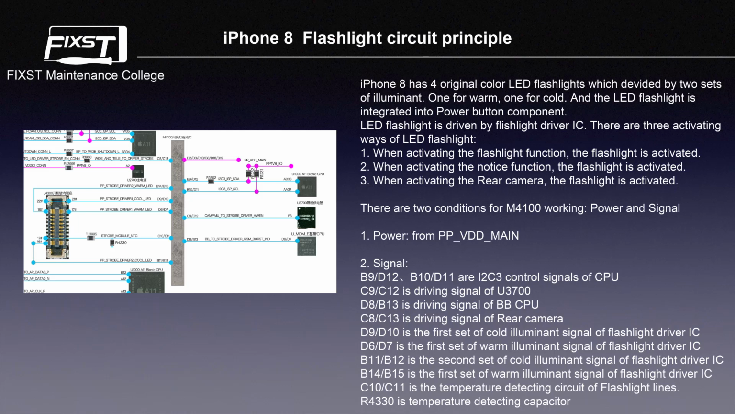Next, iPhone 8 flashlight circuit principle. iPhone 8 has 4 original color LED flashlights, divided into 2 sets of illuminant, one for warm, one for cold. And the LED flashlight is integrated into the power button component. The LED flashlight is driven by the flashlight driver IC.